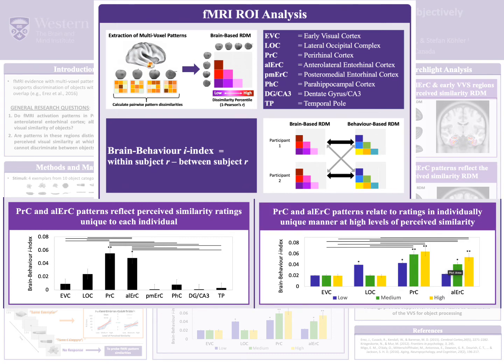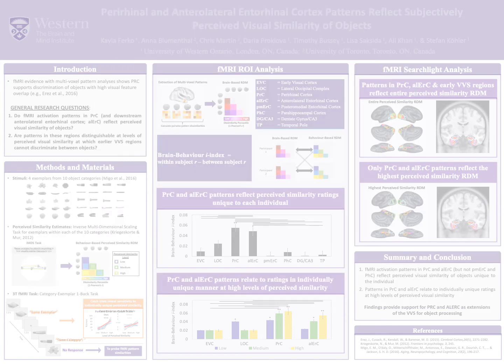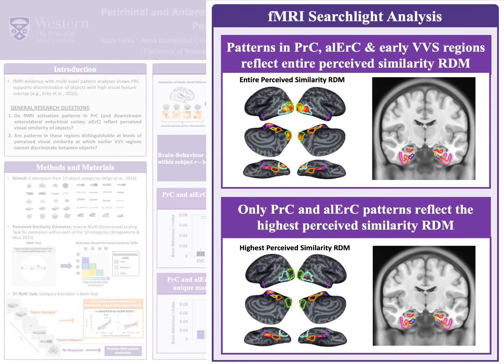Now, we wanted to see if there is any difference in I-index for the different levels of perceived similarity. We see that only patterns in perirhinal cortex and anterolateral entorhinal cortex reflect the highest levels of perceived similarity, again in this individually unique manner. And we see our searchlight analyses confirm our ROI findings, where only perirhinal cortex and anterolateral entorhinal cortex patterns reflect the highest perceived similarity representational dissimilarity matrix.